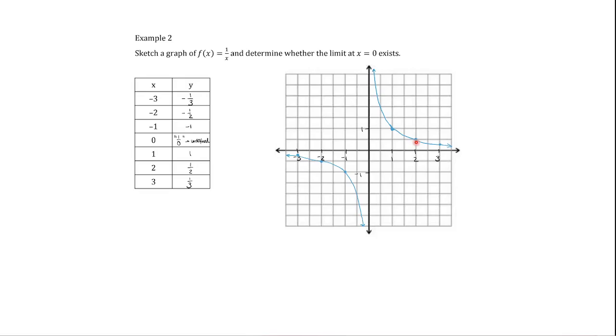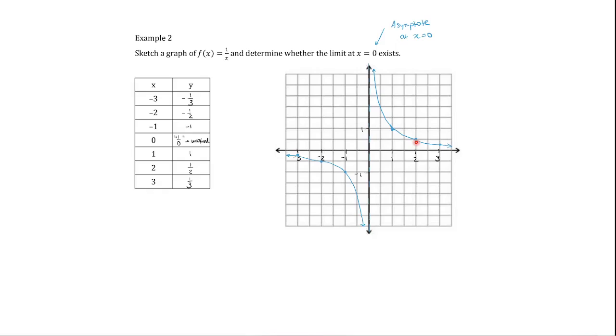And so what do we notice here? We notice that we do have a vertical asymptote along the y-axis, right? Or along the line x is equal to 0. And now let's take a look at the behavior of the function as we are approaching 0.